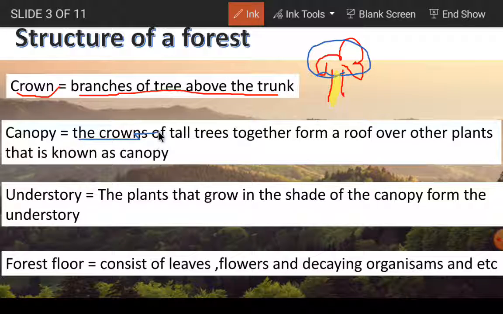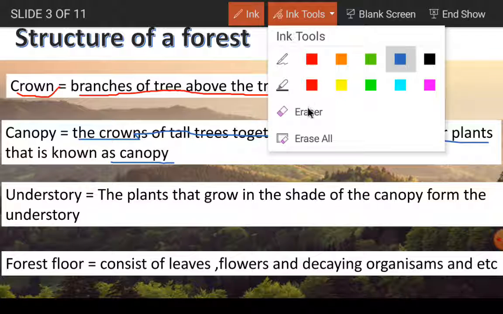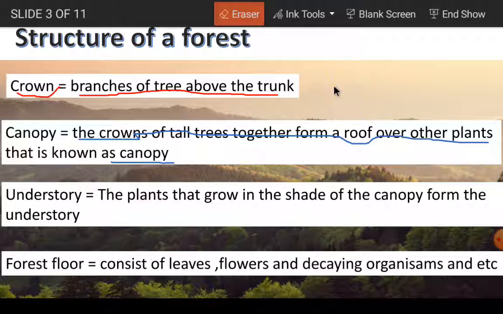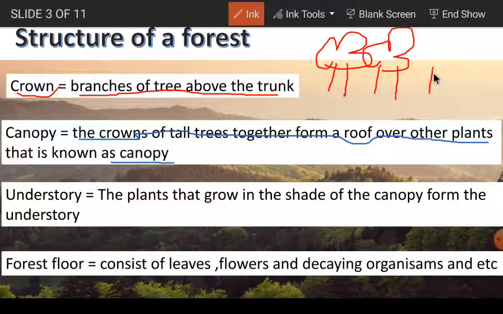The crown of all tall trees together form a roof over other plants that is known as a canopy. Like suppose, let me erase this figure also. So let me draw a fresh image. This is again a tree. This is also a tree. ठीक है, यहाँ पे one more, let's take one last tree.